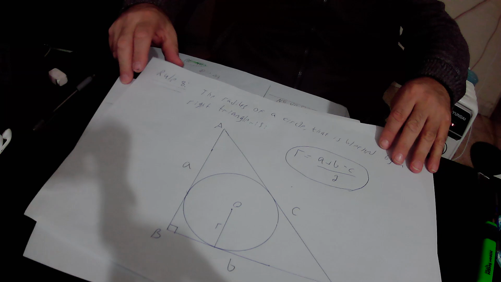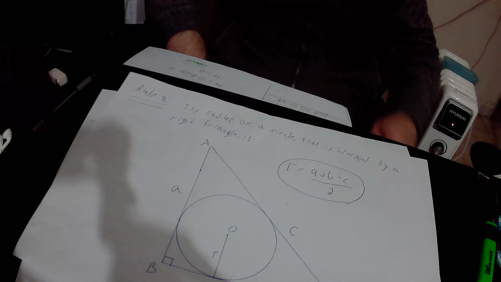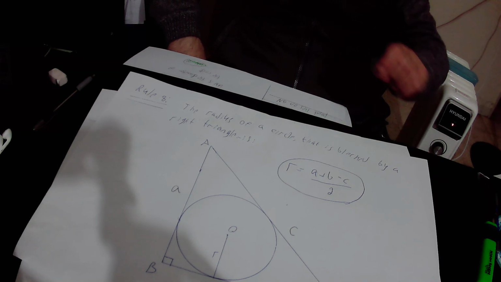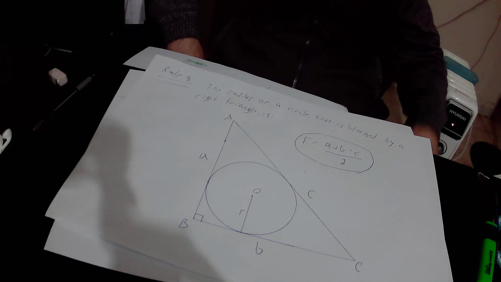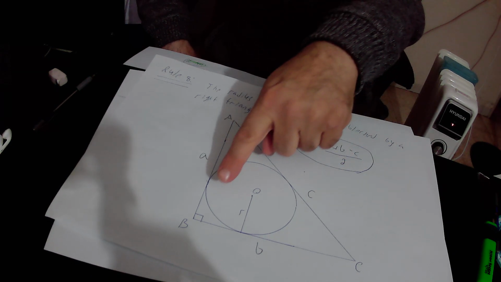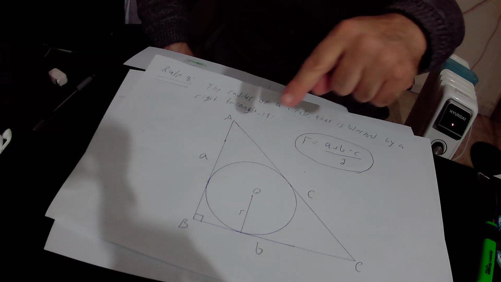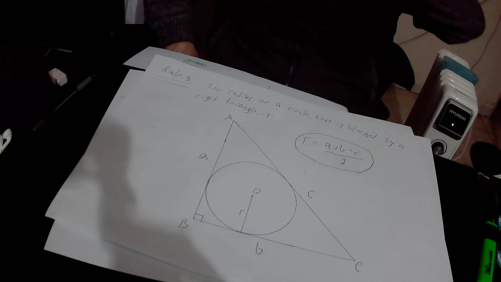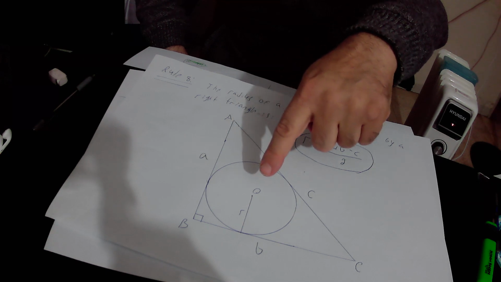According to rule number 8, the radius of a circle that is blocked by a right triangle is equal to R = (A + B - C) / 2. We have here a right triangle ABC, with angle ABC equal to 90 degrees. The length of side AB is A, the length of side BC is B, and the length of the hypotenuse AC is C. So the right triangle ABC blocks this circle, and the radius of this circle is R.